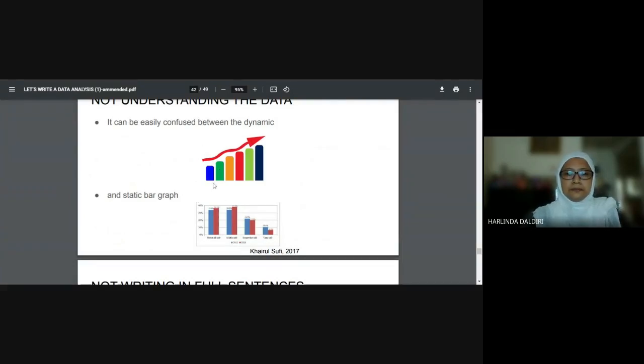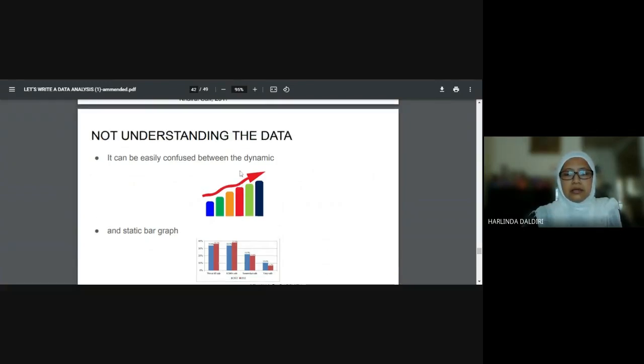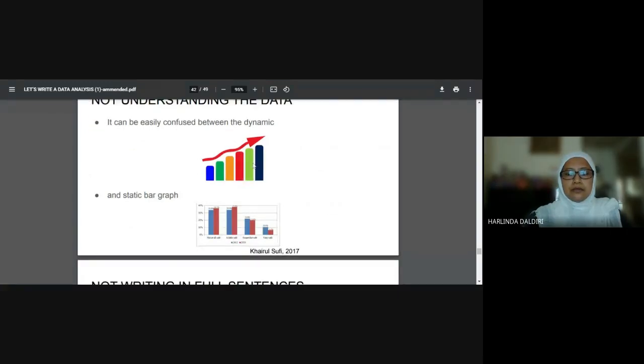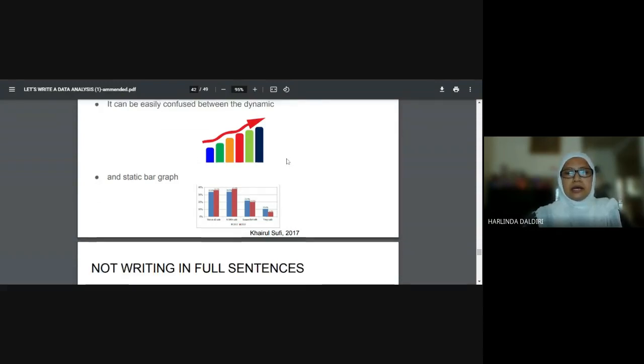So when you are given a bar graph especially, just read the data, analyze it carefully before you start writing. Make sure you know that it is a dynamic or a static bar graph.